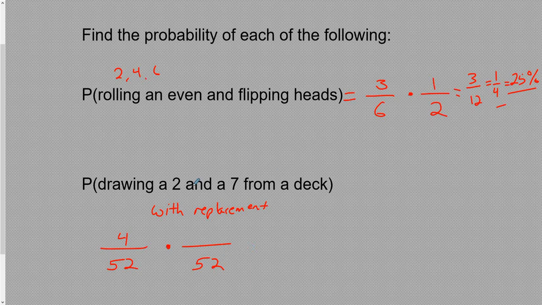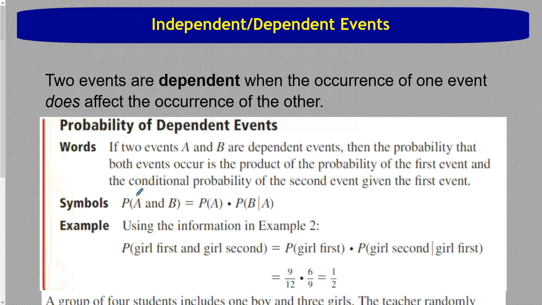How many of them are 7s? Well, by the same logic, there's a 7 for each suit, so there should be 4 of them. If I reduce those, I get 1 over 13 times 1 over 13, which would be 1 over 169, or 0.0059, which is 0.59%. Very unlikely. Okay, but you can see why that replacement makes a difference, because if I hold that card while I draw the other one, there are not 52 cards in the deck anymore. That changes things. Two events are dependent when the occurrence of one event does affect the occurrence of the other.